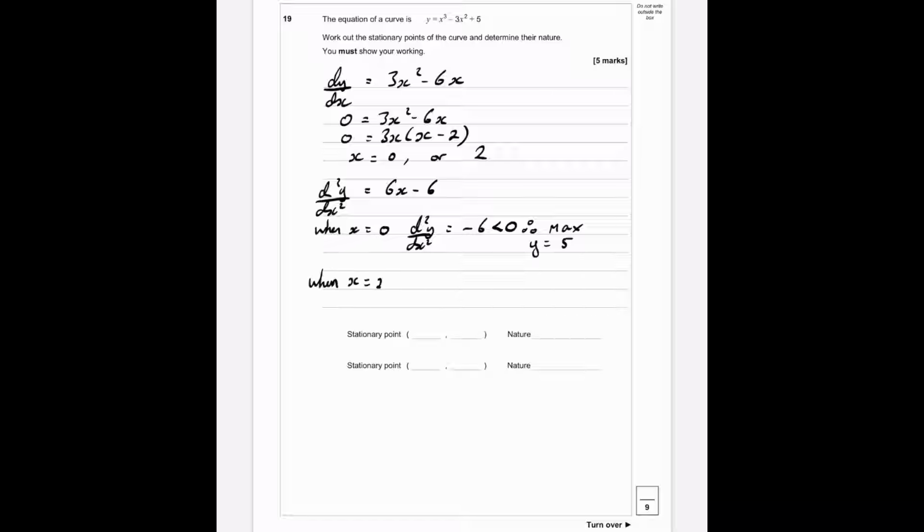The y-coordinate I get from substituting 0 into the original equation, and it comes out as 5. For the other stationary point, when x equals 2, the second derivative is going to be 6 times 2 minus 6, which is 6. The important fact about 6 is that it's greater than 0, and that implies that this point is a minimum. Substituting 2 into the original equation, we get 1 out. And so the point (0, 5) is a maximum, the point (2, 1) is a minimum, and we're good to go.